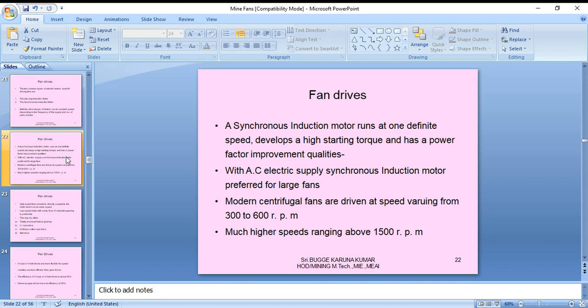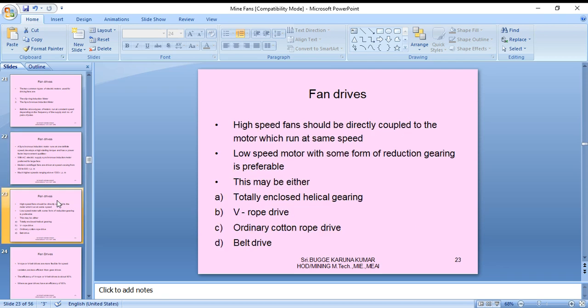So naturally they go to the AC electrical supply synchronous induction motor. Modern centrifugal fans are driven at speeds varying from 300 to 600 RPM, much higher speeds ranging up to 1500 RPM. So these are the major things, revolutions per minute.